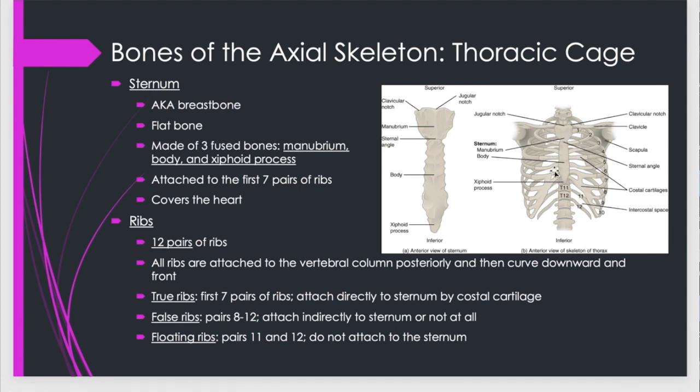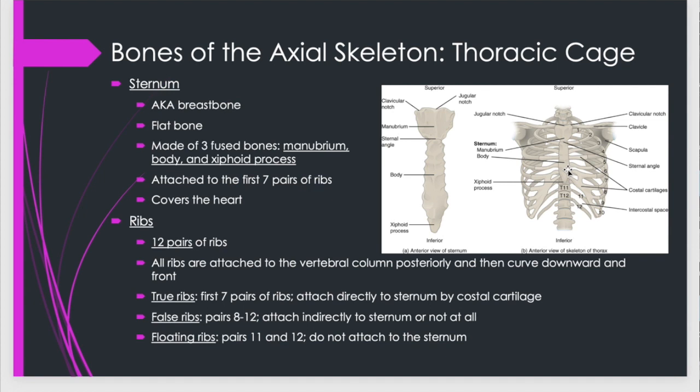The first 7 pairs, the ones that connect right to the sternum, it's hard to see in this diagram, but there's cartilage called costal cartilage. And those true ribs will come back around from the back, connect from the thoracic vertebrae, and curve around and upward and connect right to the sternum. So because they connect right to the sternum with costal cartilage, we call those true ribs. And that's the first 7 pairs on each side.